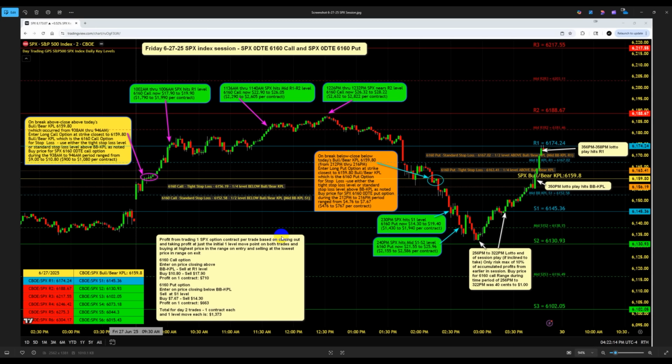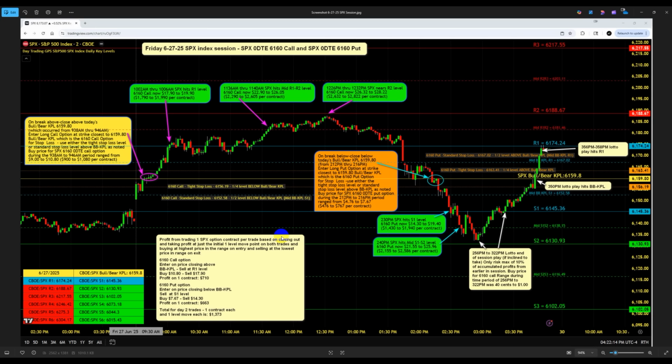So on all the daily key levels indicators, the daily bull bear key price level, the bull bear KPL, is the main daily key bull bear pivot for that session. Long on price crossing above or candle close above the bull bear KPL, short on price crossing below or candle close below the bull bear KPL.